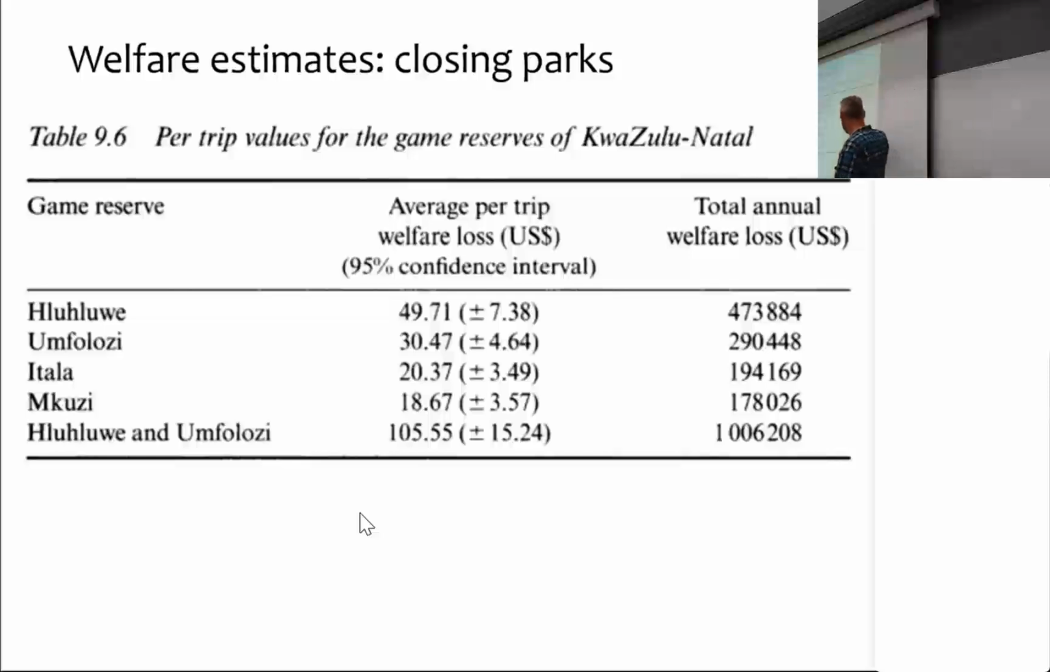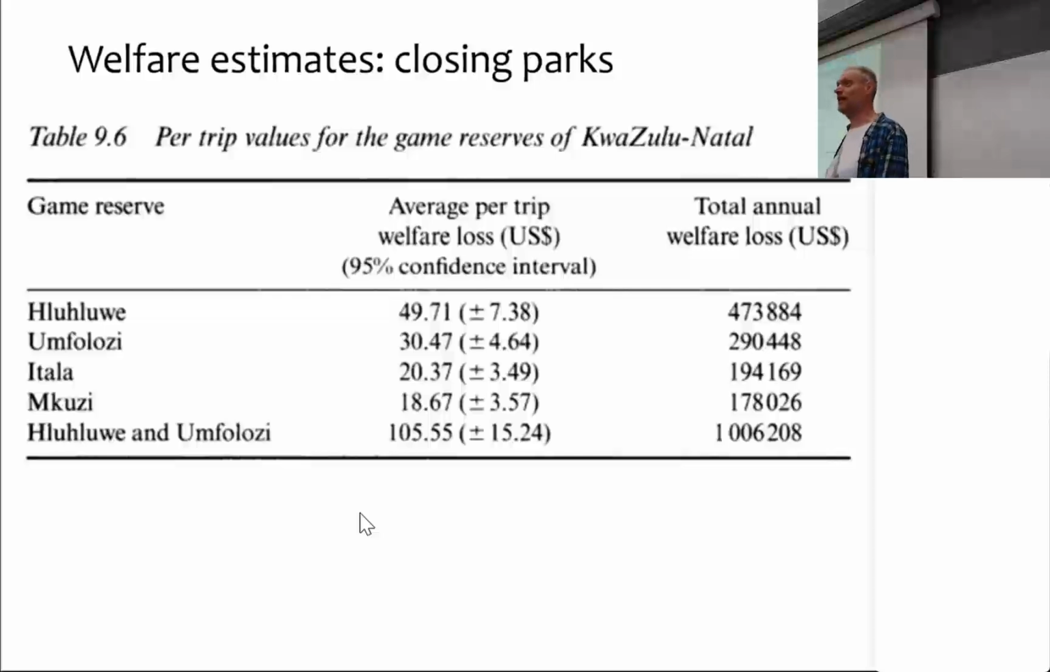And you also see that it's not additive, it's more than additive, right? If we close this one, it's 473. If we close this one, it's 300. If we close both, then actually the welfare loss is much more than the 700,000 that you see here. It actually goes up to 1 million, right? So there's superlinearity, there's more than additive. So that is what you can do with this method.